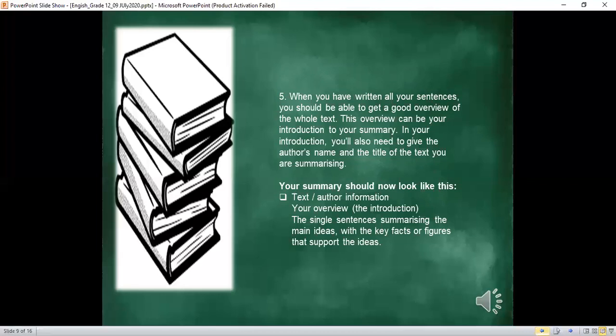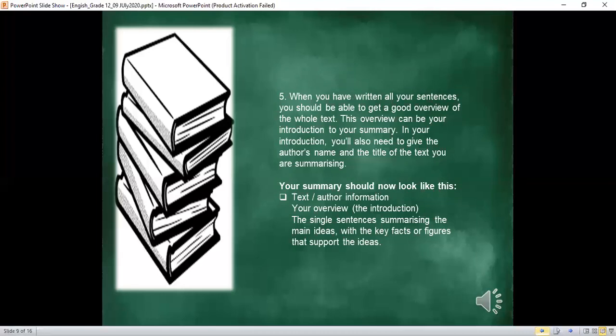When you have written all your sentences, you should be able to get a good overview of the whole text. This overview can be the introduction to your summary. You will also need to give the author's name and the title of the text you are summarizing.